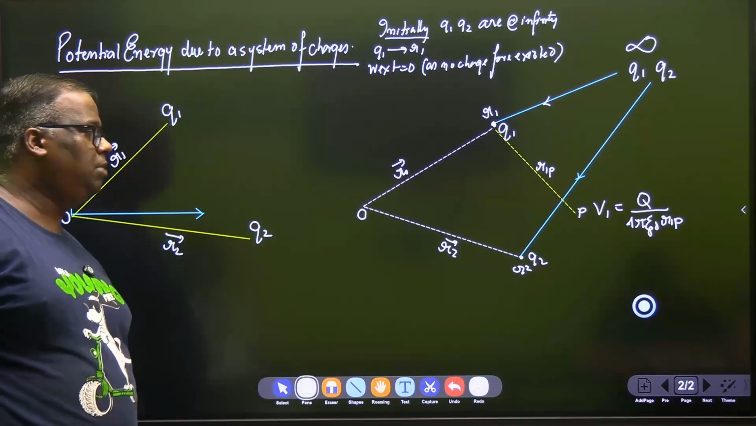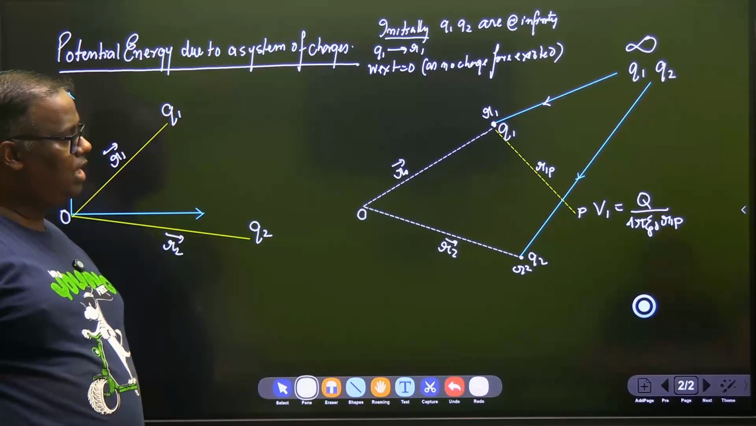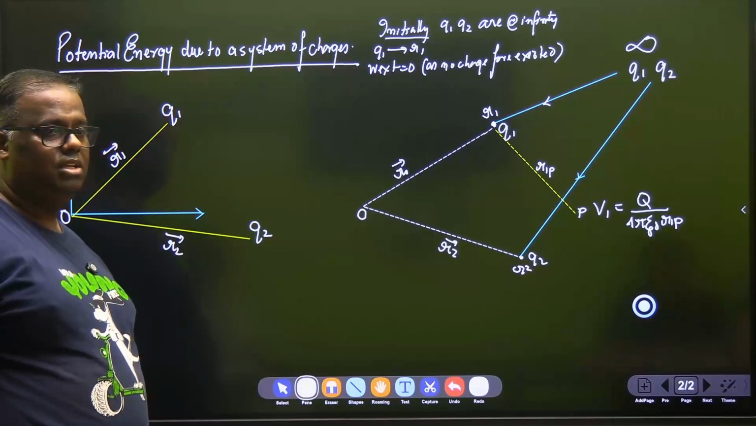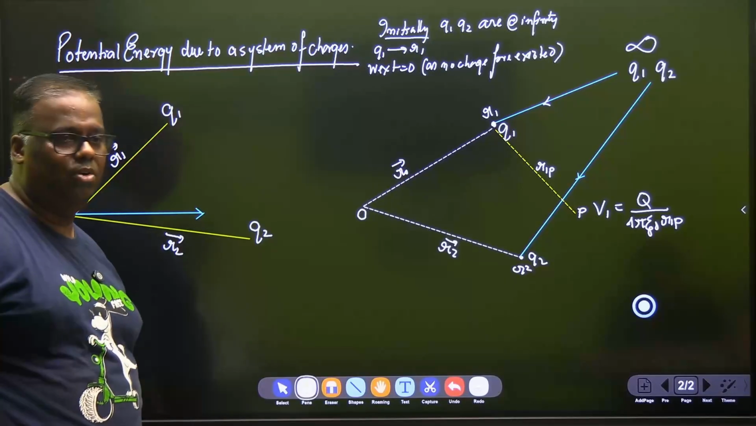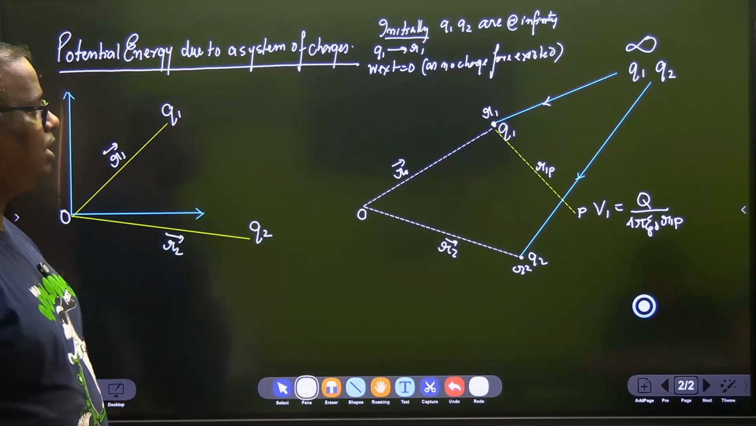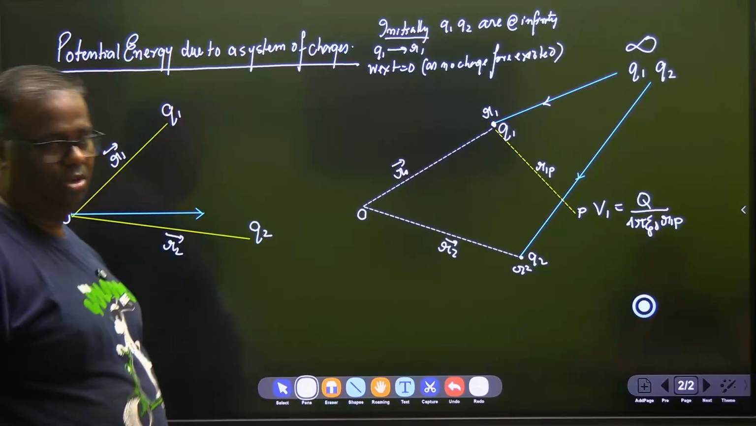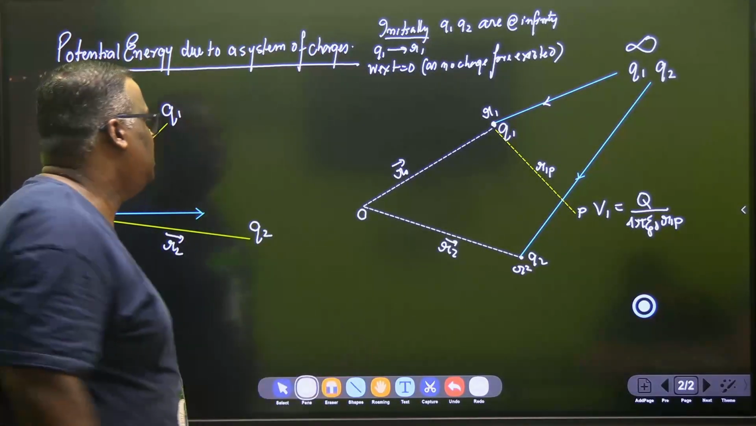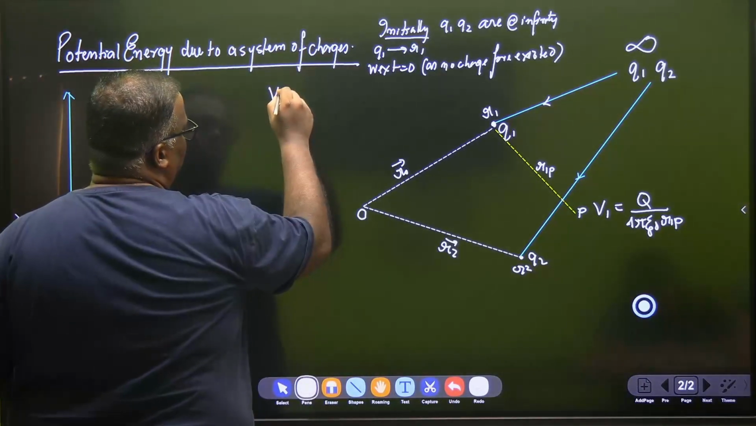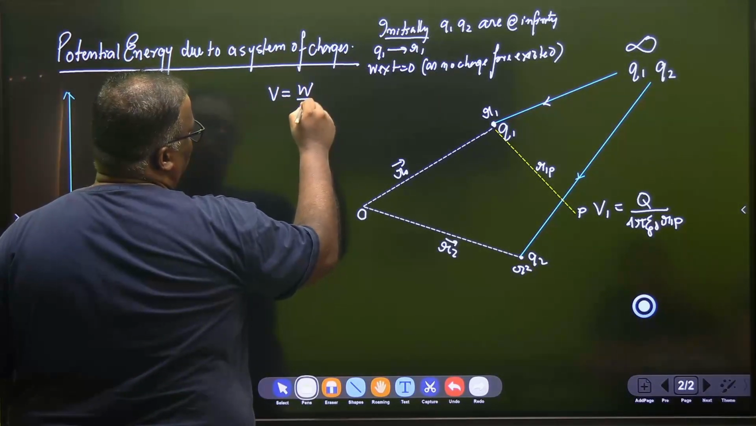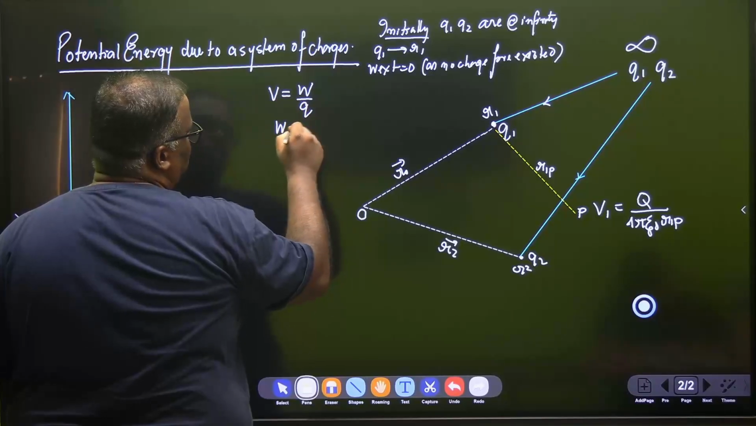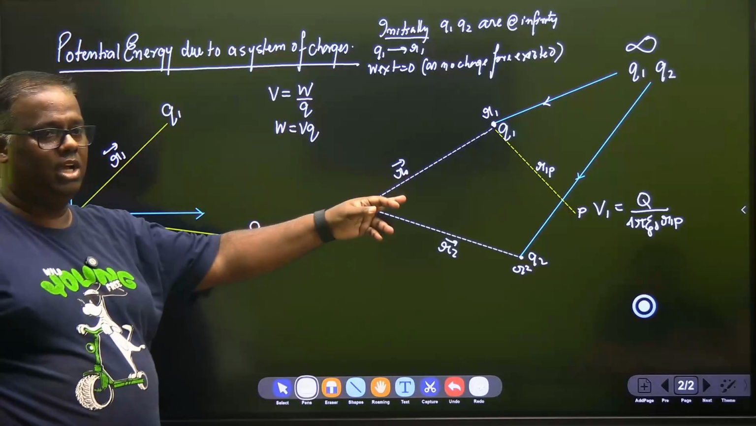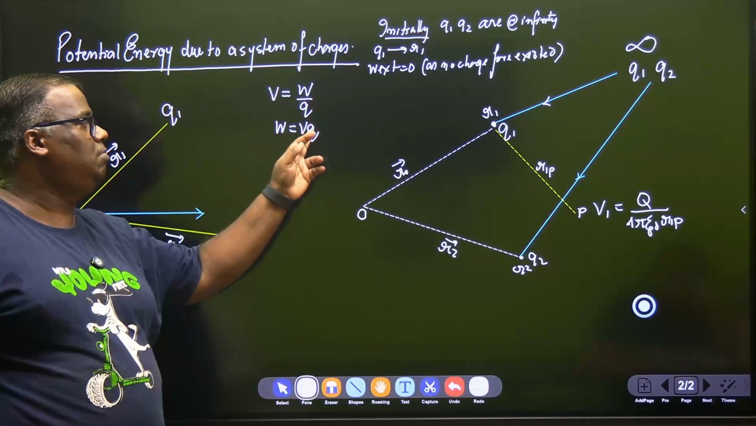But when Q2 is coming towards R2, there is already a charge Q1 in its vicinity, right? And that charge has a potential in and around it. So Q2, when it comes, will face the impact of that potential already. So from the definition of potential, what is the definition of potential? V is equal to W over Q. Do you agree? So W is always equal to V into Q. So the work done in bringing the other charge should be equal to the existing potential multiplied by the charge.